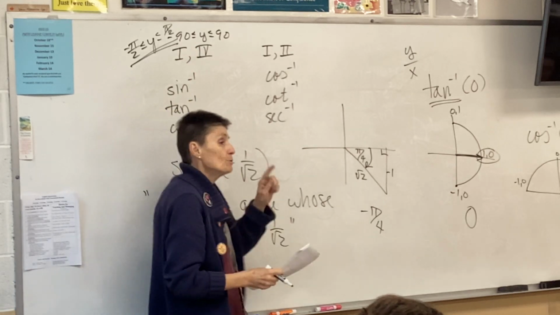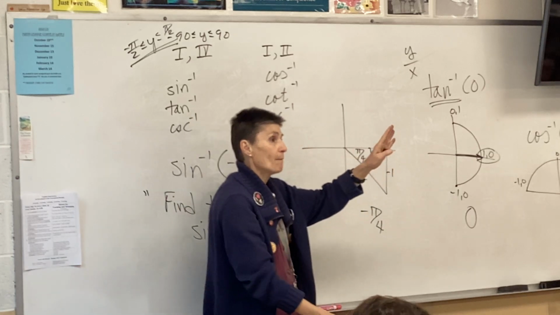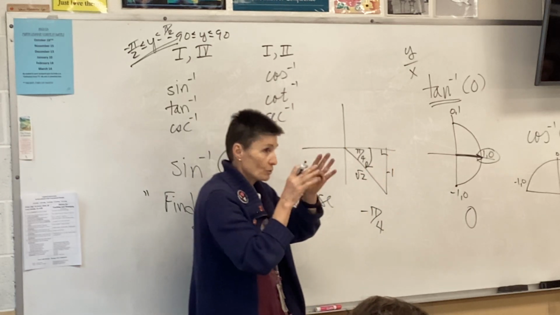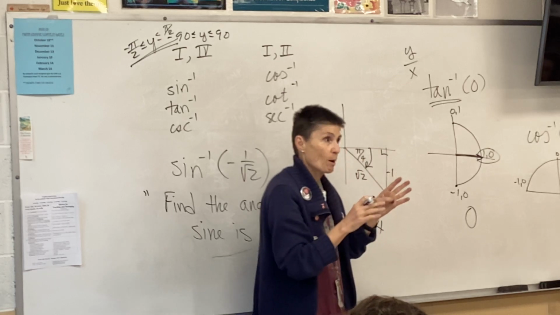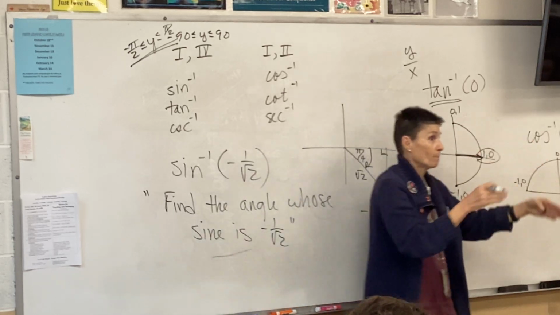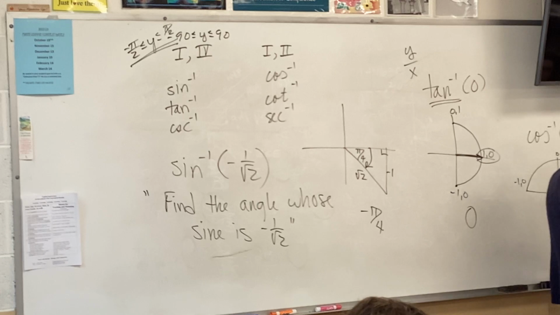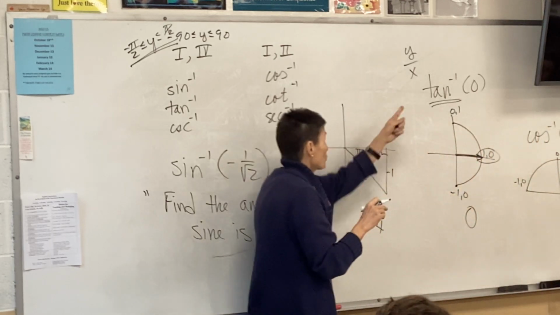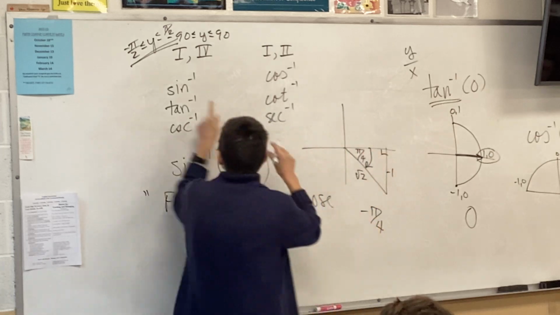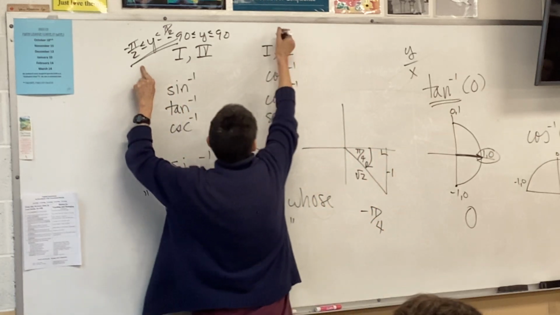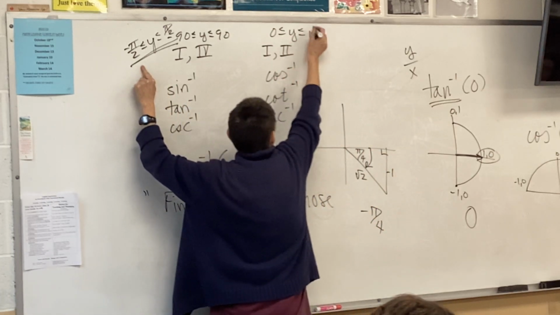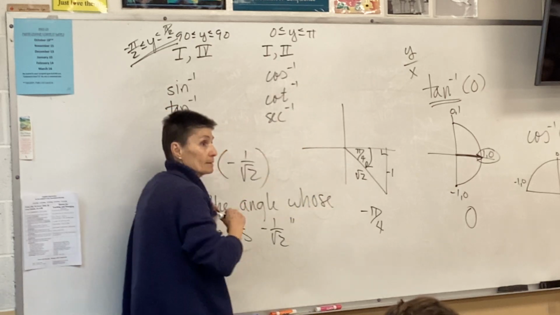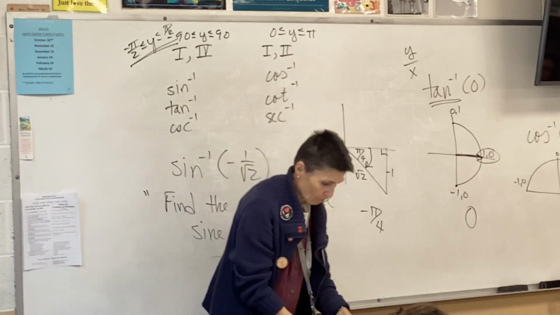No. So, Lucy, again, we talked about this a lot before, that there are lots of answers to all these problems. 0, 2 pi, 4 pi, negative 6 pi. There would be millions of answers. The inverse functions have made it so there can only be one. And 2 pi is never going to be an answer to one of these problems because it doesn't fit in either range. Okay. Got it?